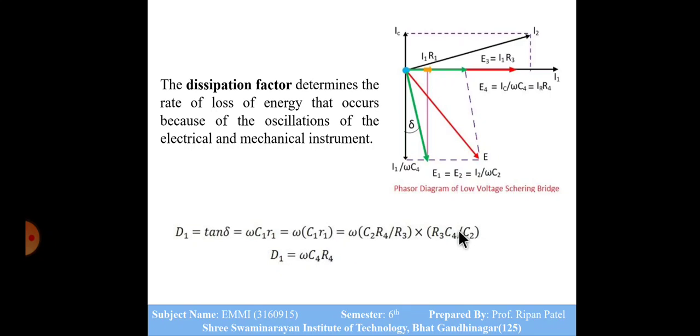Omega C4 and R4. Okay, so this is nothing but a phasor diagram of the Scaling (Schering) bridge. Capacitance will come in leading form. So this is the charging current, capacitor current we can say, and I2 is the phasor difference of I1 and IC.